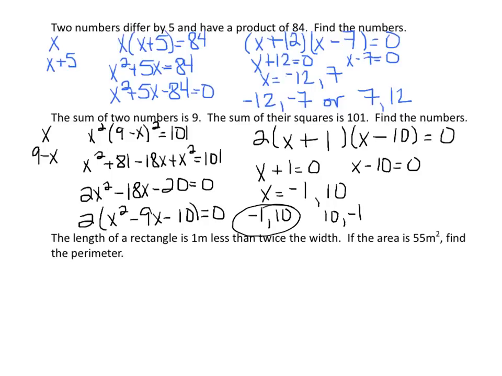Last one is a rectangle problem. There's length, there's width, and it says the length is 1 meter less than twice the width. So you double the width and you subtract 1. We have an area. Remember, area is length times width. So if I say width times 2w minus 1 equals 55, I have to find the perimeter. That's not a problem.